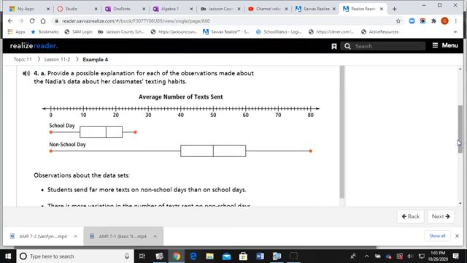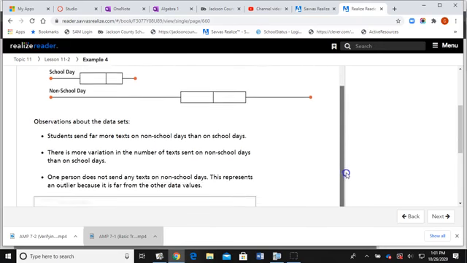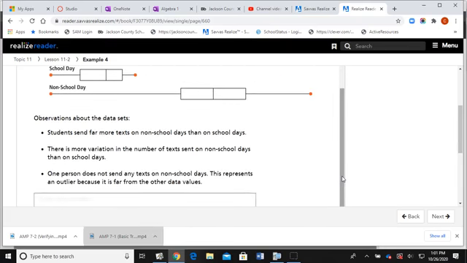Part A. Says provide a possible explanation for the observations made about Nadia's data about her classmates' texting habits. So, here's the observations she made. She said students send far more texts on non-school days than on school days. Was that true? Yes. Why would that be the case?